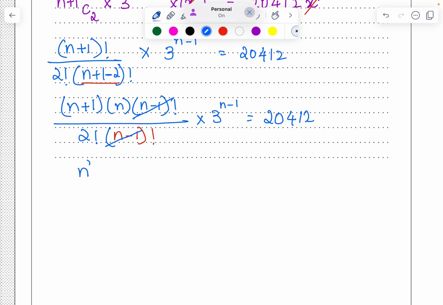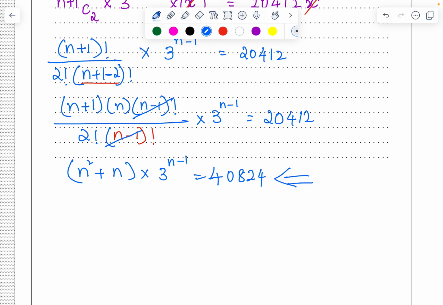So n squared plus n is n times 3 to the power of n minus 1 is equal to, I'm going to cross multiply, this gives me 40,824. Then this is a paper 2 question, so to solve this, use calculator.